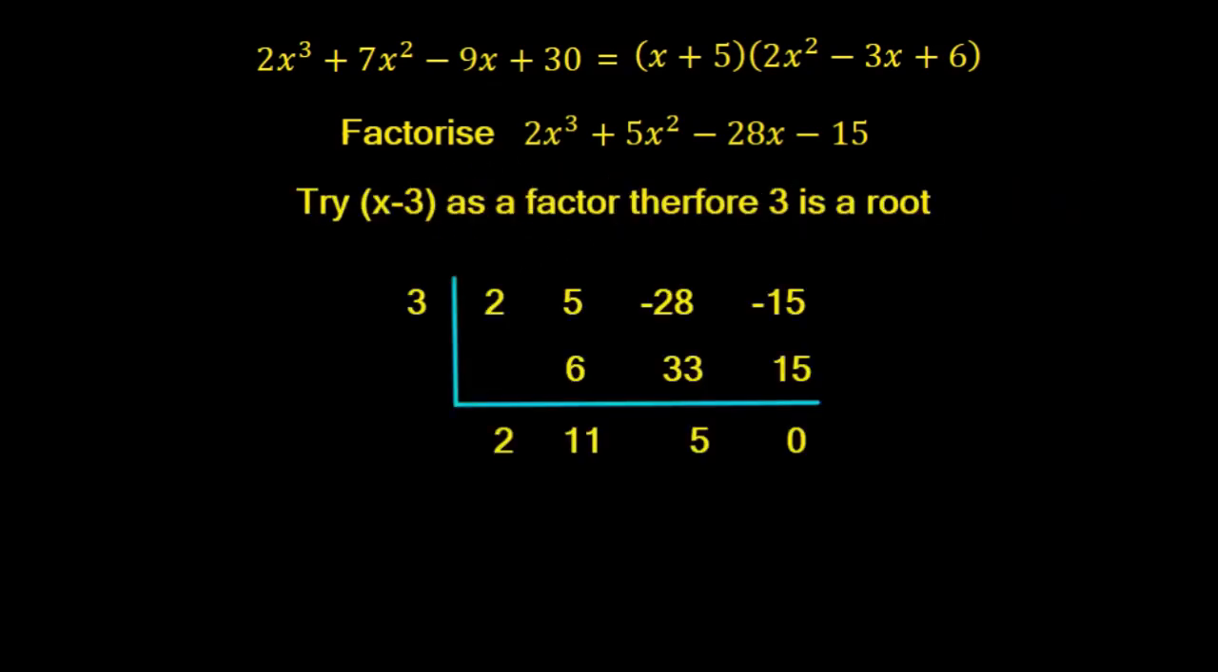So this is me having written it out. We'll just talk through the values. So we've got the root as a value of 3, and we've taken out the coefficients of the x cubed, so that's 2, the 5, the minus 28, and minus 15. So we start off with the 2, 3 2s are 6, and then when we add them we get 11. 3 times 11 is 33, and we add these two together we get 5. 3 times 5 is 15, add together we get 0.